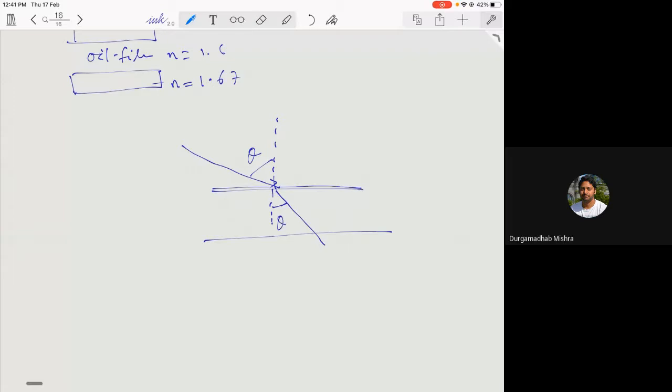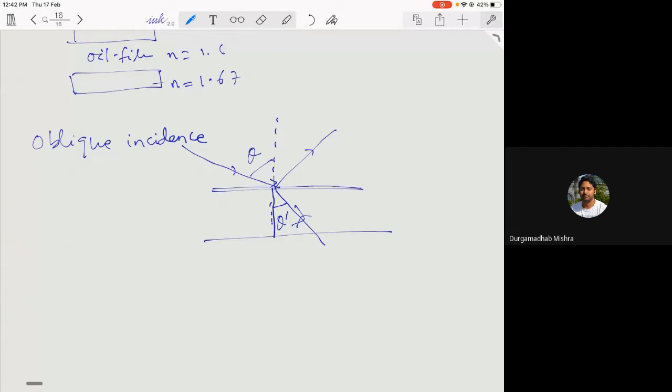So this is theta prime. Sorry. So what is the path difference in this case? Again, this is an oblique incidence. So the path difference you can also calculate by geometric consideration.